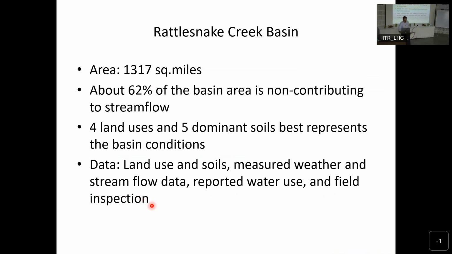And of course, whenever we study a basin, we essentially walk the basin, as it's called, but basically we drove in the basin and got a feel for what it looked like and so on.